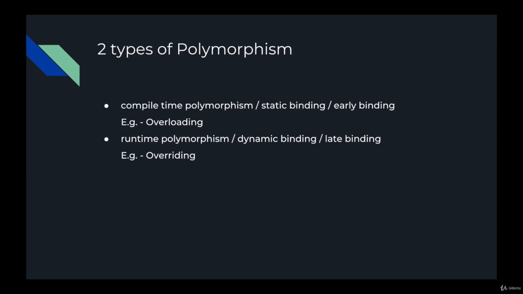An example of runtime polymorphism is overriding. We'll also be discussing overriding, and we'll be creating some sample programs to exhibit this behavior in our following lecture. So that's the conceptual overview of polymorphism, guys.